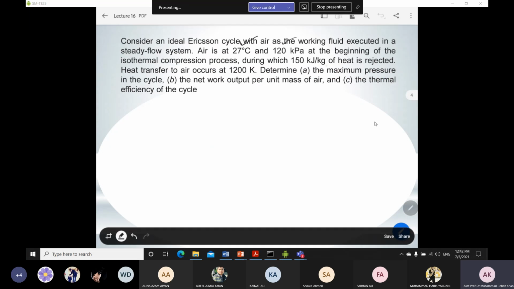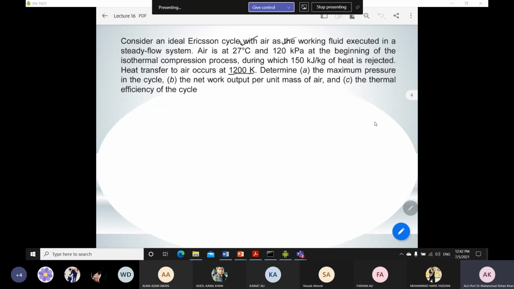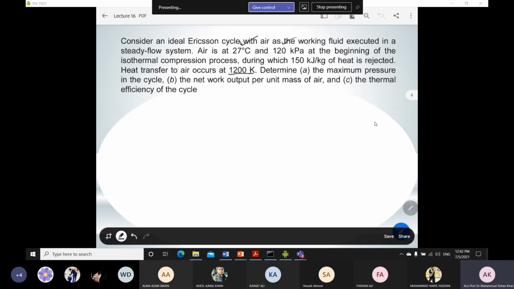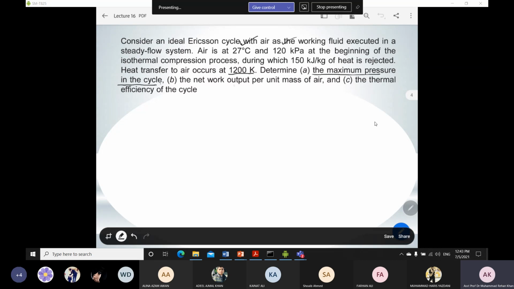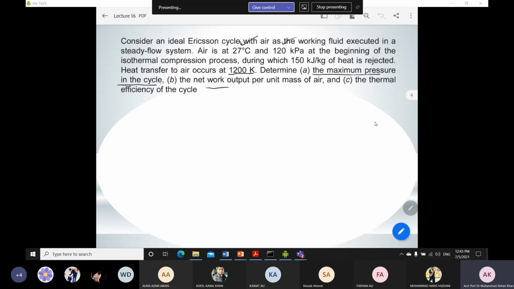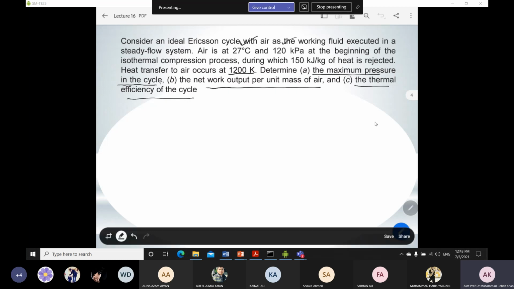And then during which 150 kilojoule per kg of heat is rejected. So it means that Q34 is given in your question, which is the rejection amount, and heat transfer to air occurs at 1200 Kelvin. So the highest temperature is given. If you correlate with the TS diagram, you can find that this is the temperature at point number 1 and the temperature at point number 2. So determine the maximum pressure in the cycle. Maximum pressure is at point number 4, as I correlate with the PV diagram. And the net work output per unit mass of the air we have to find, and the thermal efficiency of the cycle we have to find. So we have to note down the data and we will move towards the solution.